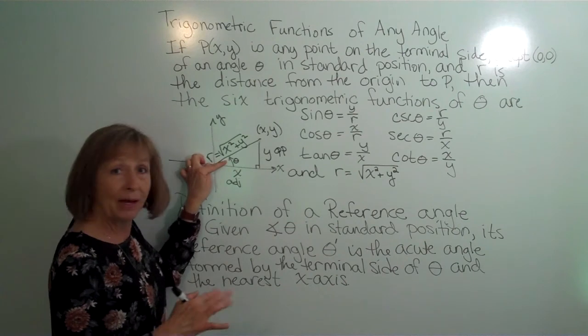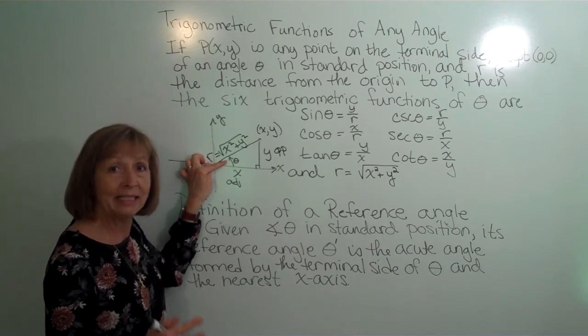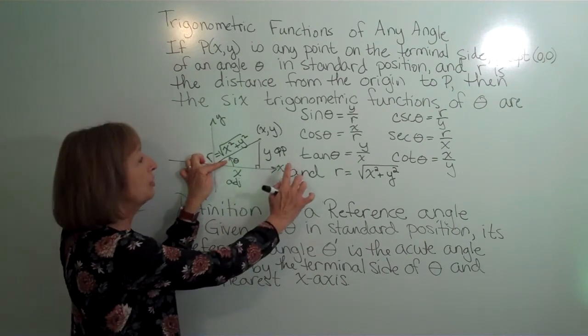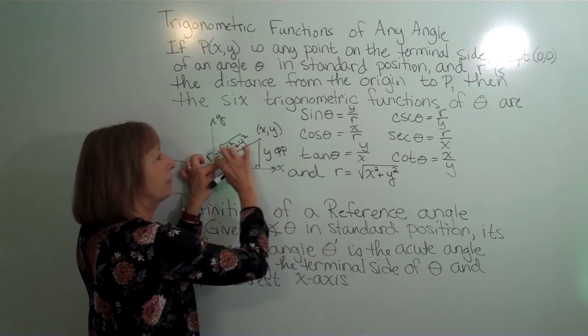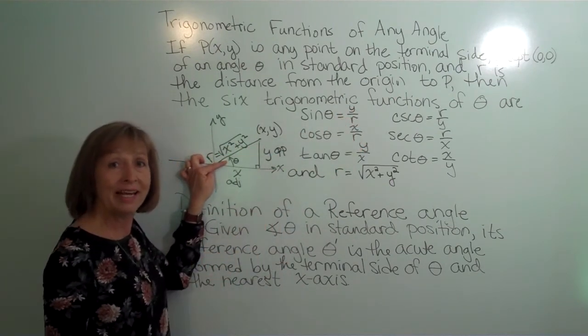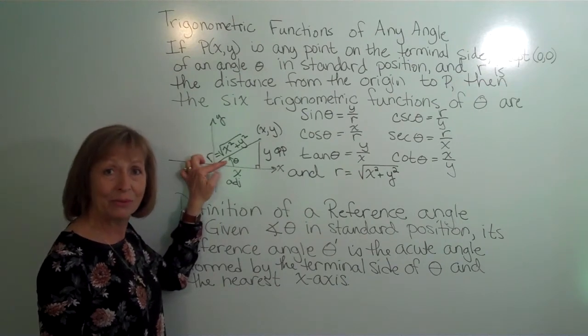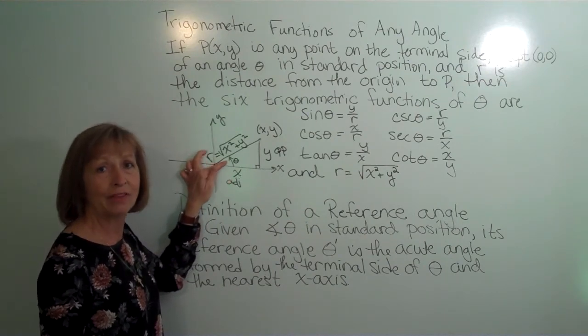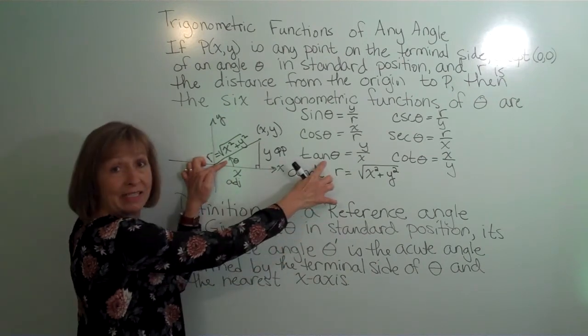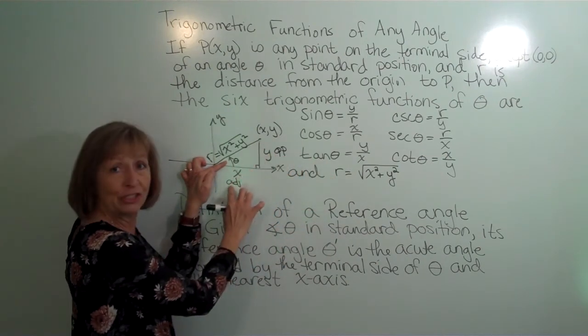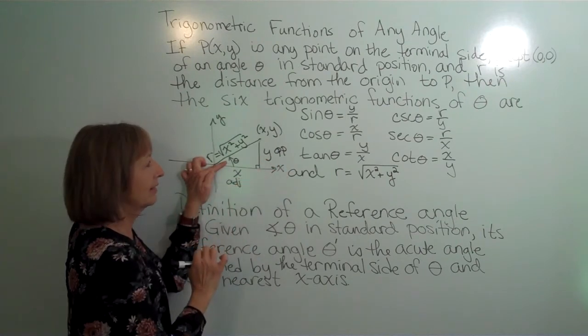So now when I think about the definition of the sine of an angle, it's the ratio of the opposite over the hypotenuse. So here it would be y over r. The cosine of this angle is going to be the ratio of the adjacent over the hypotenuse, so x over r. The tangent of the angle is opposite over adjacent, so y over x.